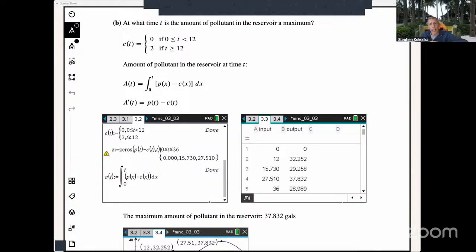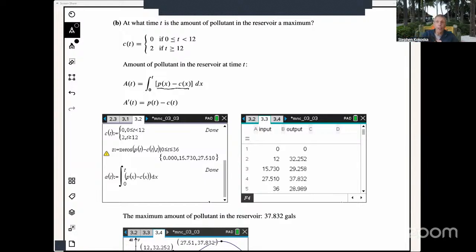And there's nothing going in between 0 and 12, but it's taking the pollutant out at 2 gallons per hour for T greater than or equal to 12. So the amount of pollutant in the reservoir at time T is a definite integral from 0 to T of P of X minus C of X.